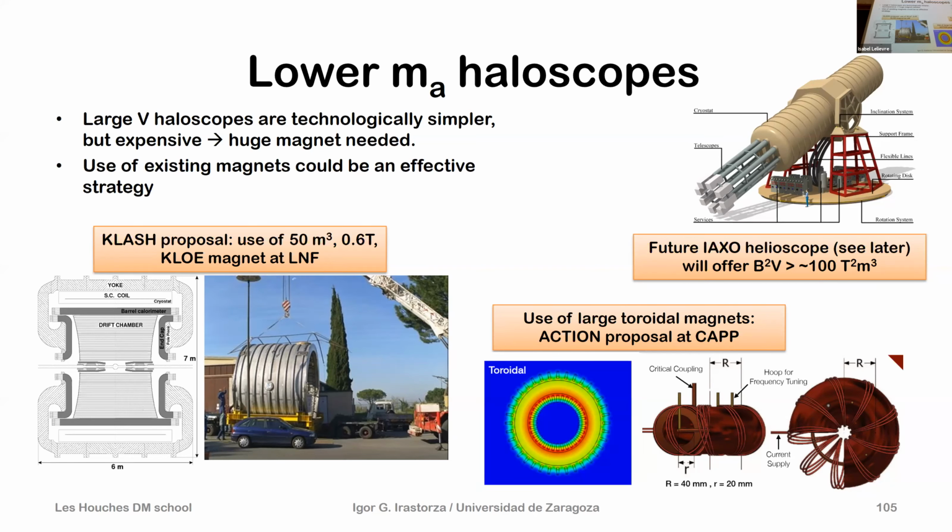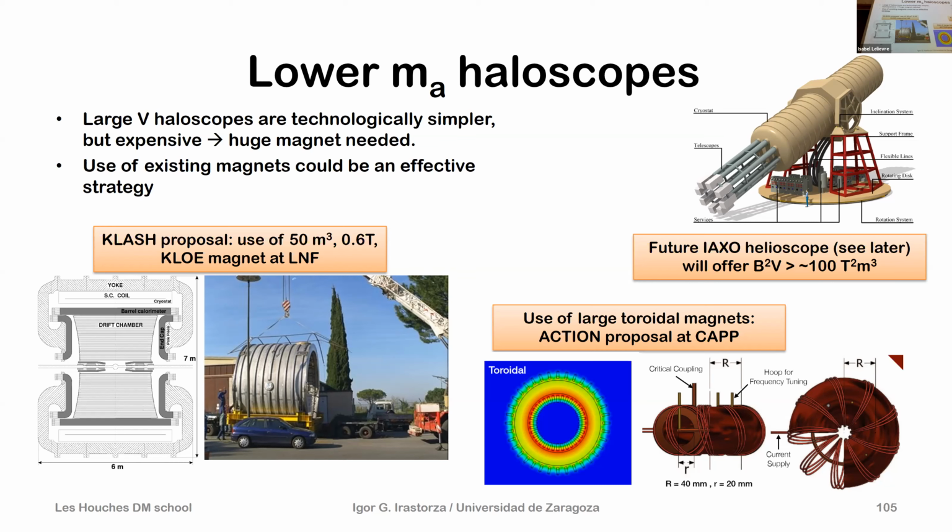For example, there is the Clash proposal in Frascati. They originally proposed to use a magnet called Chloe that was there. In the end, this magnet is not available for this type of experiment, but the proponents have moved to another magnet that is also very large, similar to this one, called the Finuda magnet. And okay, it may happen in the future, such an experiment. There are also similar proposals in South Korea at the CAP institute using toroidal magnets. It's also being contemplated.